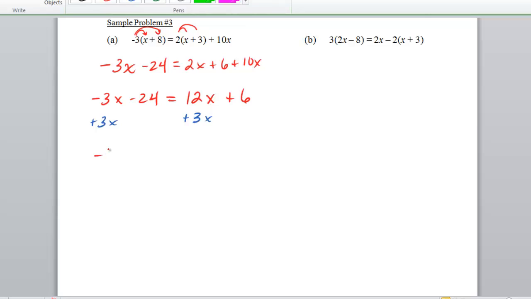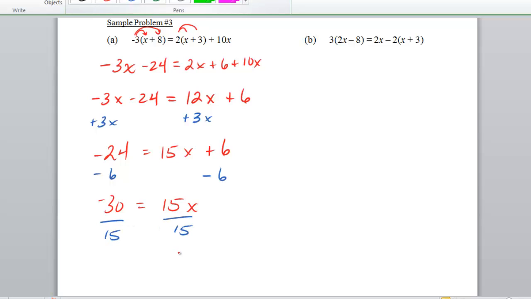And after I do that, I'm left with -24 equals 15x plus 6. Now I need to eliminate the 6, thus giving me -30 equals 15x, and I can finish this off by dividing both sides by 15, giving me x is equal to -2, and that's a perfectly acceptable way to write that.